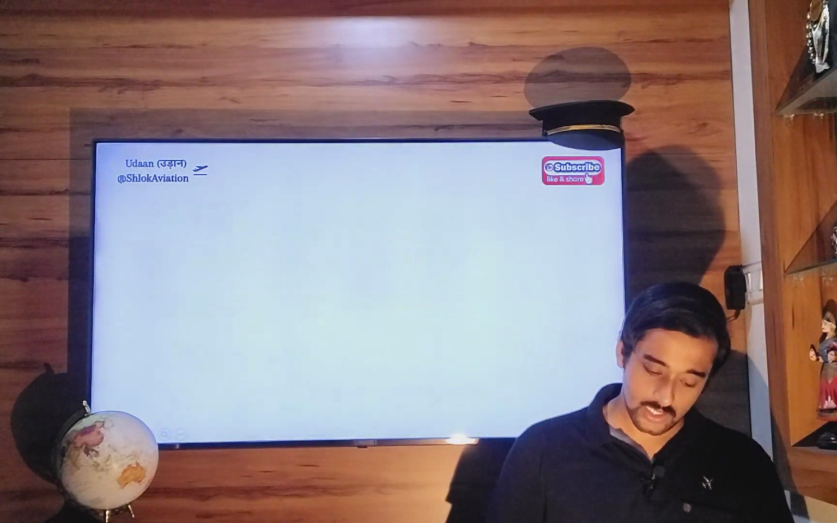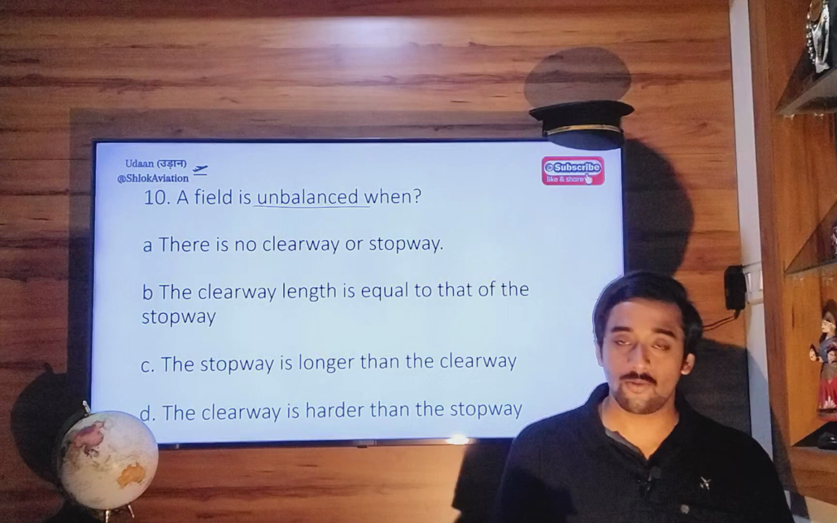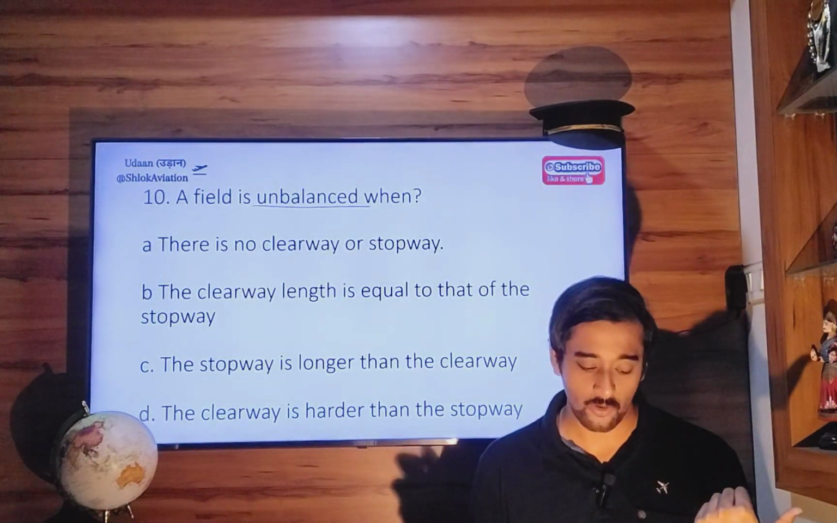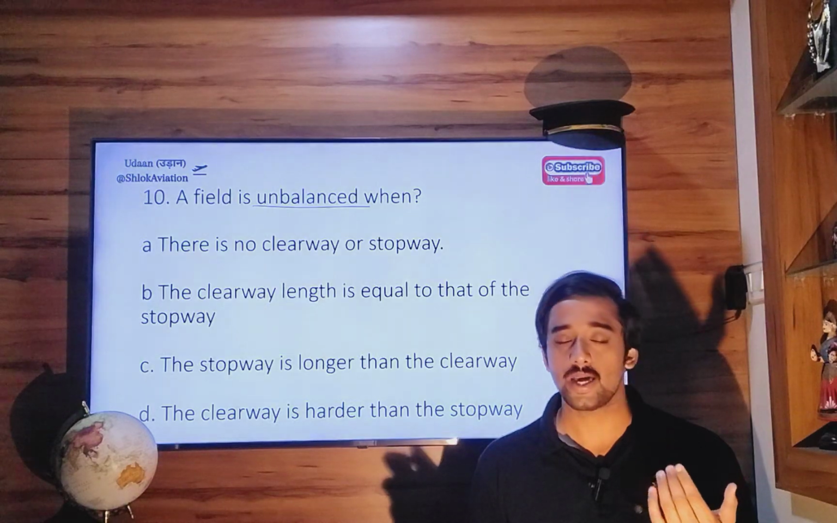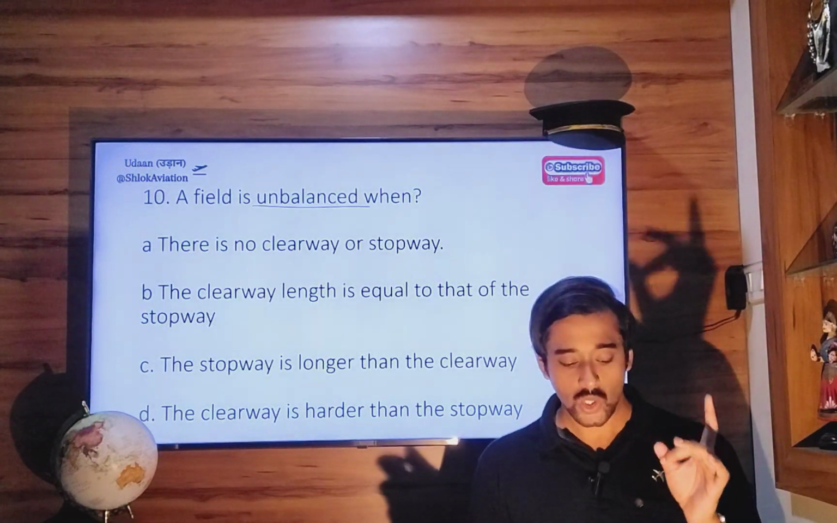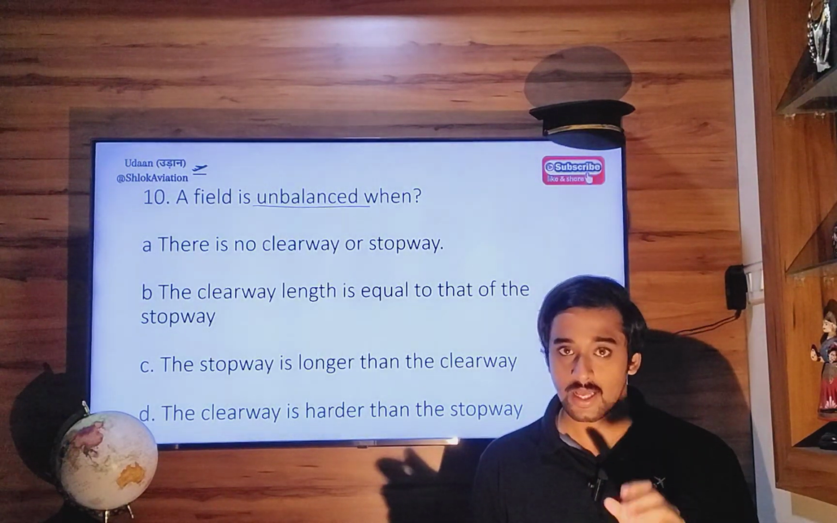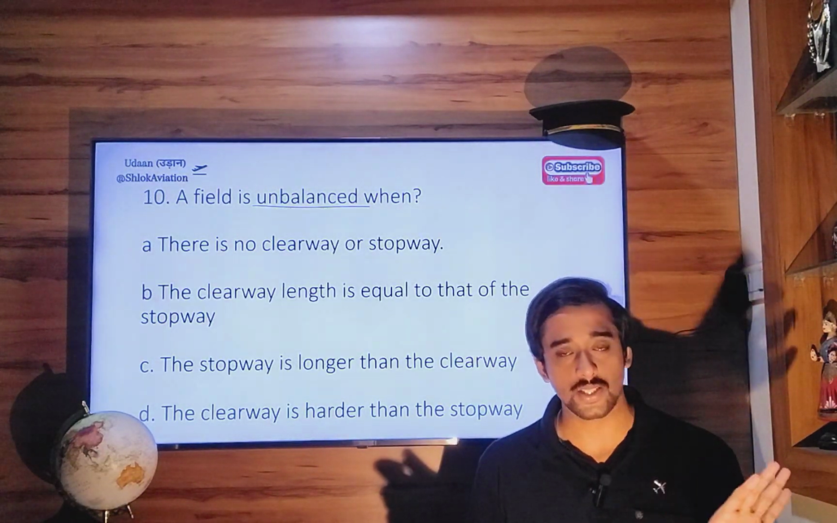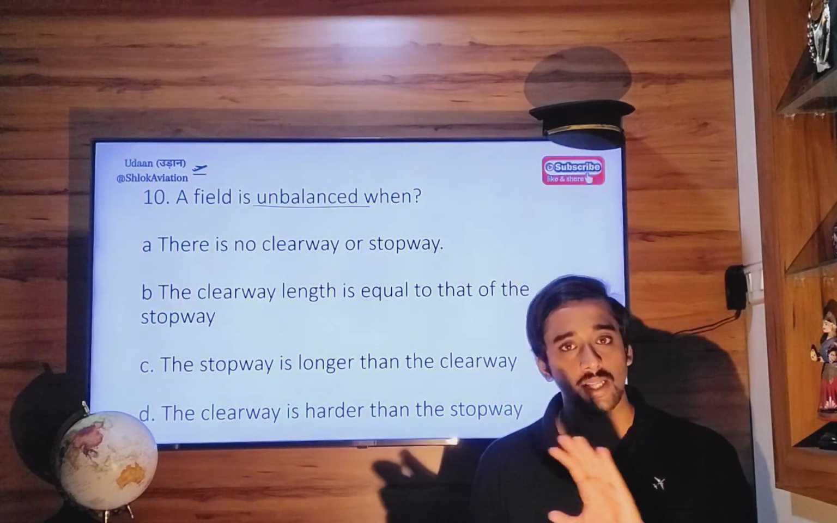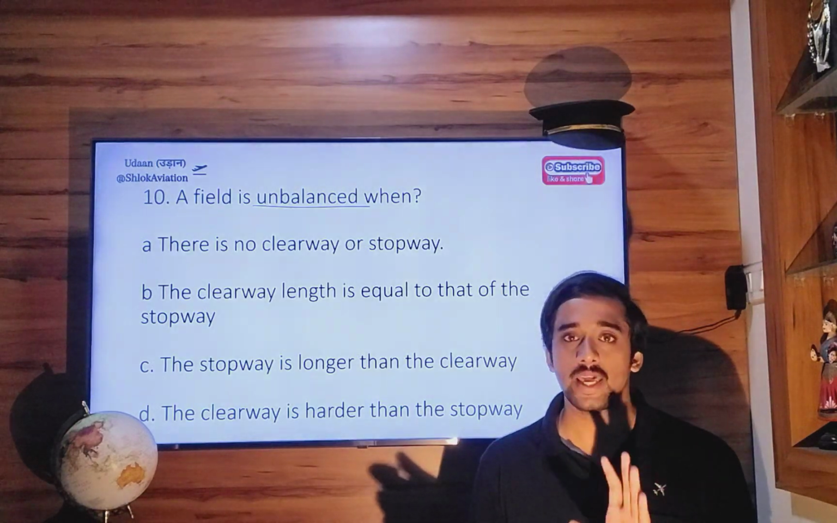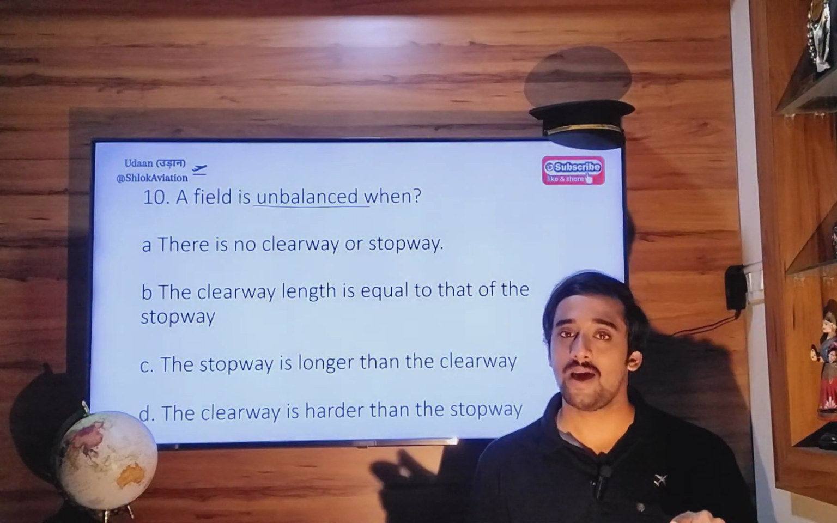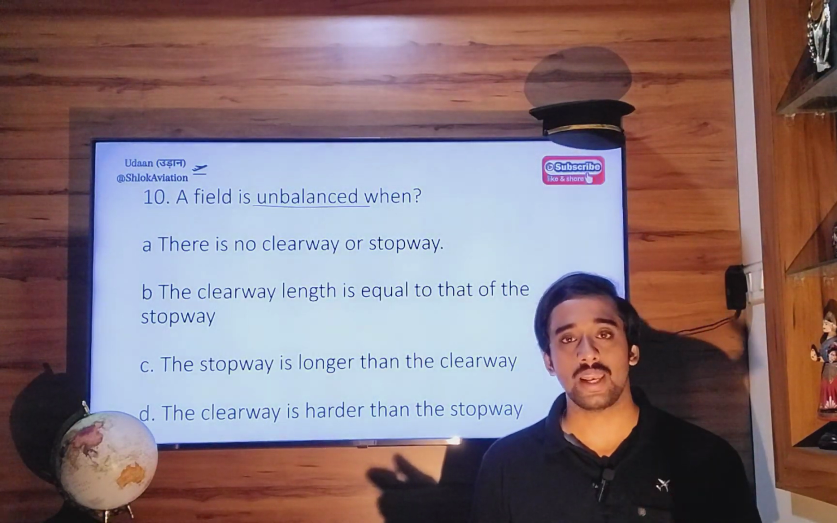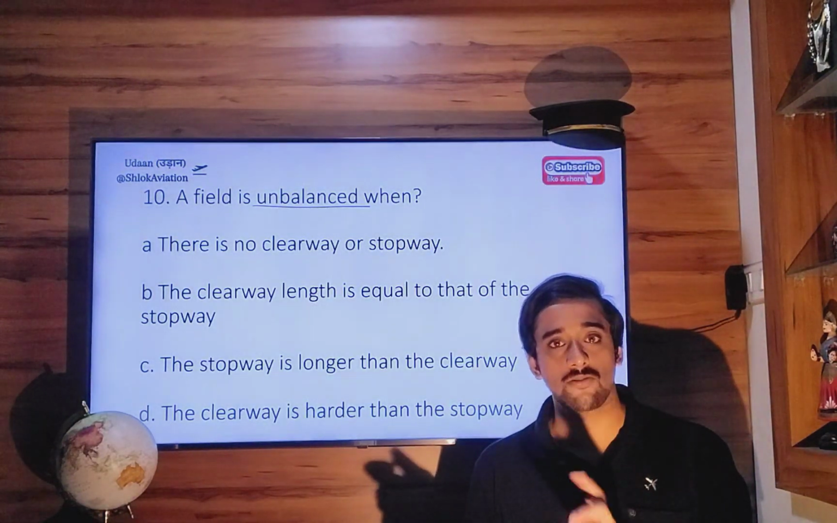So next. A field is unbalanced. Now, what is a balanced field? We just saw it before. A balanced field is one where the stopway will be equal to the clearway. The lengths of stopway and clearway are equal. Second condition: otherwise, if not this, then there is neither stopway nor clearway on the airport. Now, what will be an unbalanced field? An unbalanced field will be the opposite of a balanced field, where stopway length and clearway length are different.